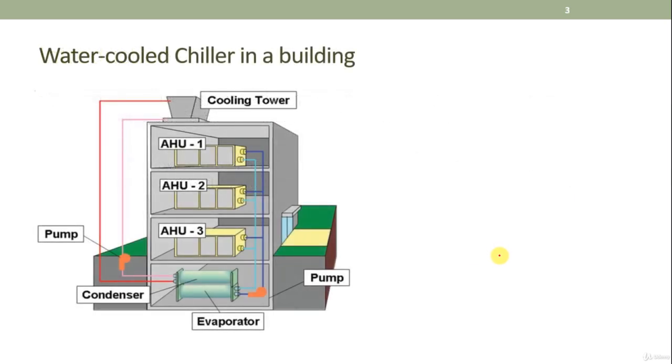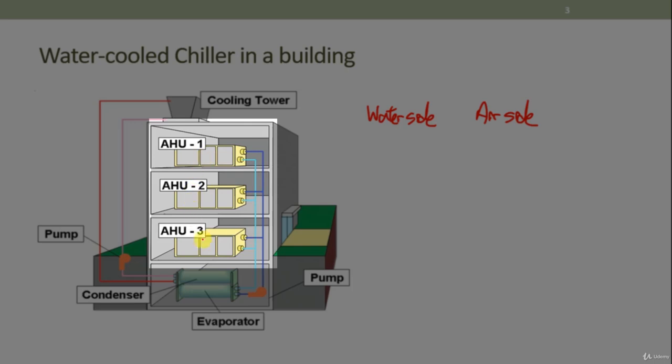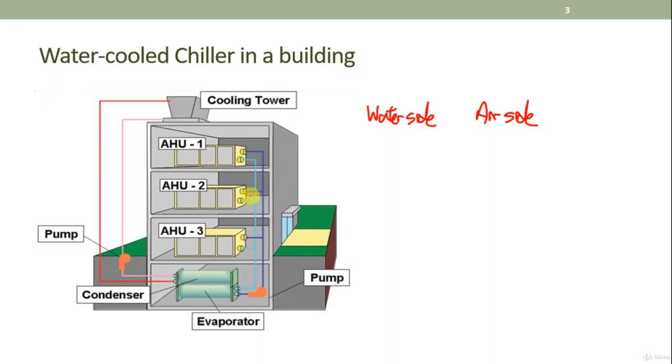This is the water-cooled chilled water system, which is one of the most common cooling systems in a building. The HVAC can be categorized into the water side and the air side. Most of the equipment you see over here, such as the chiller, cooling tower, and pumps, belong to the water side equipment. The only air side equipment over here is the AHU, or air handling unit. This is the place where heat transfer between cold water and warm air takes place.